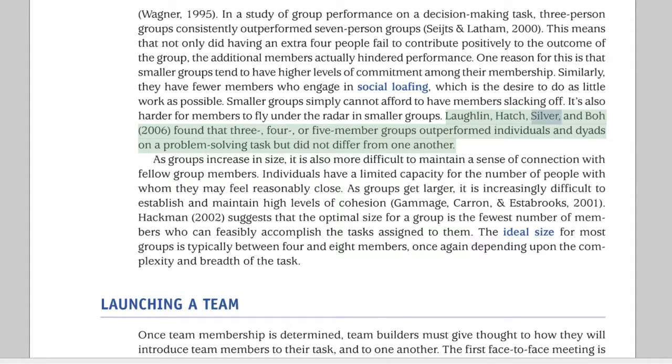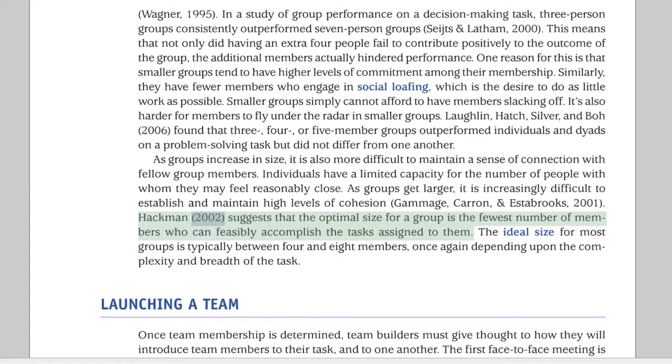Lachlan, Hatch, Silver, and Bow, 2006, found that 3, 4, or 5-member groups outperformed individuals and dyads on a problem-solving task but did not differ from one another. As groups increase in size, it is also more difficult to maintain a sense of connection with fellow group members. Individuals have a limited capacity for the number of people with whom they may feel reasonably close. As groups get larger, it is increasingly difficult to establish and maintain high levels of cohesion. Gamage, Karen, and Estabrooks, 2001.